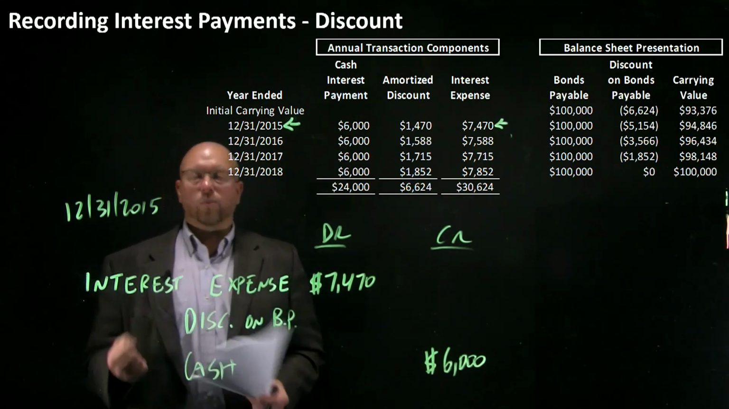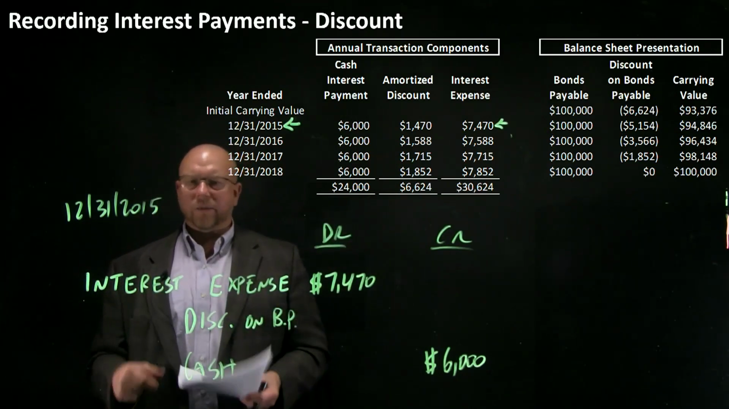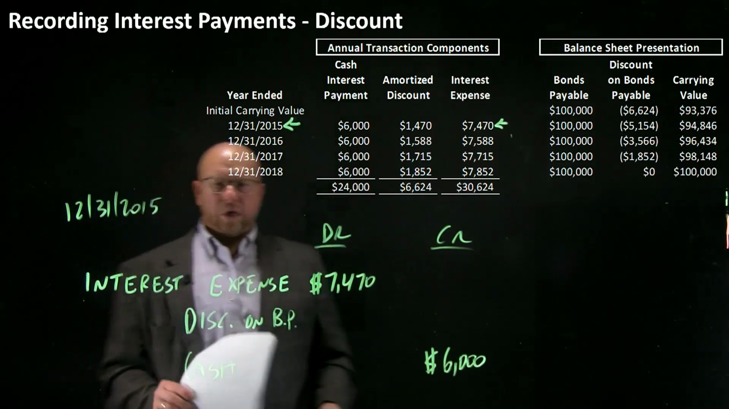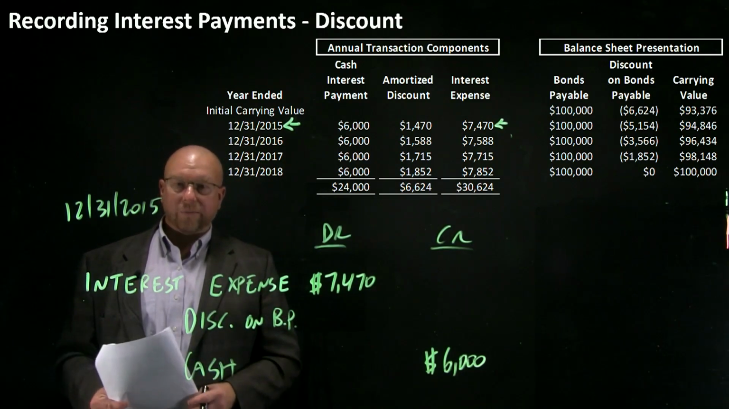The bondholders don't realize that behind the scenes, we're doing some accounting gymnastics with accrual accounting to adjust our interest expense to be greater or less than the actual cash payments.